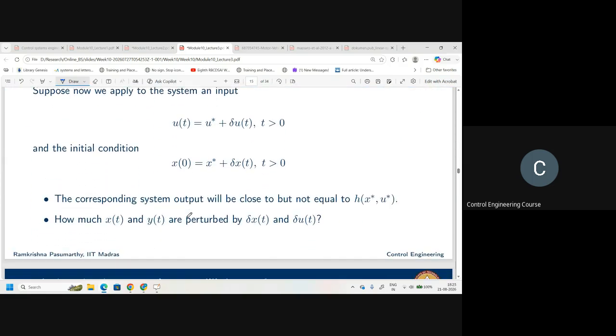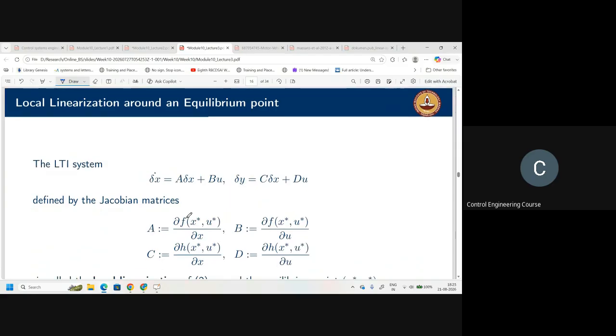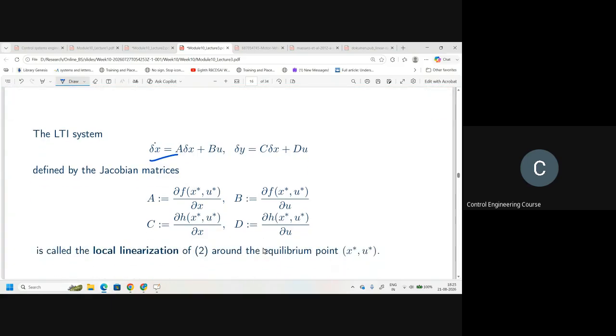The same derivation here, he didn't actually explain. So delta x, I wrote it as delta. Then here they have used delta x plus bu, where a is equal to dou f by dou x, b is equal to dou f by dou u, c is equal to dou h by dou x, and d is equal to dou h by dou u.